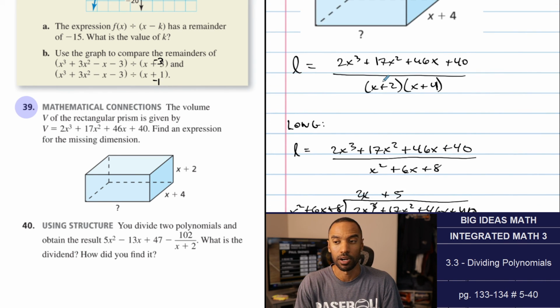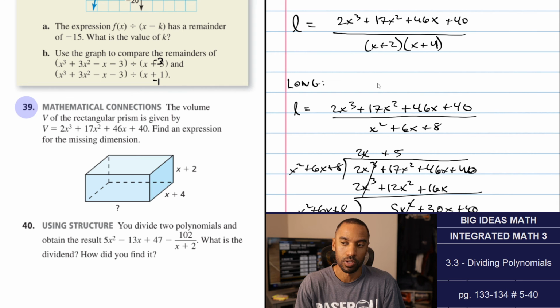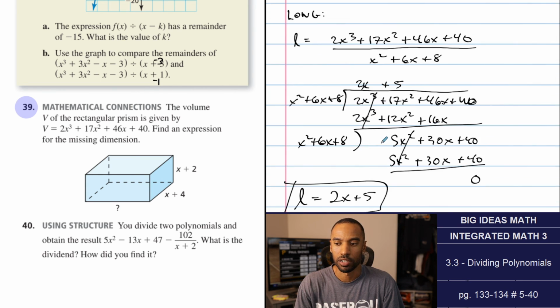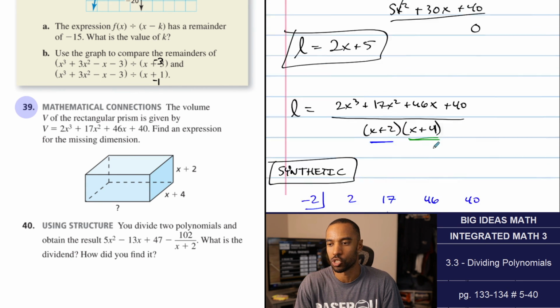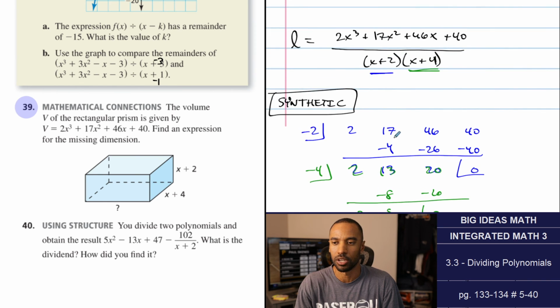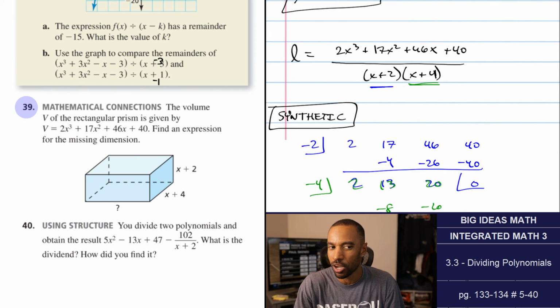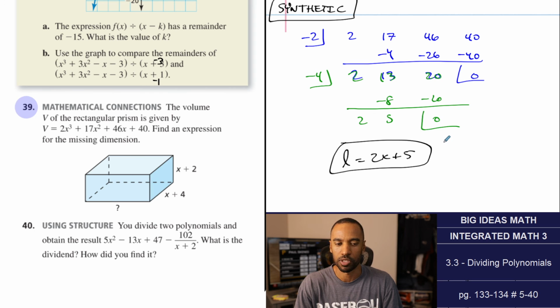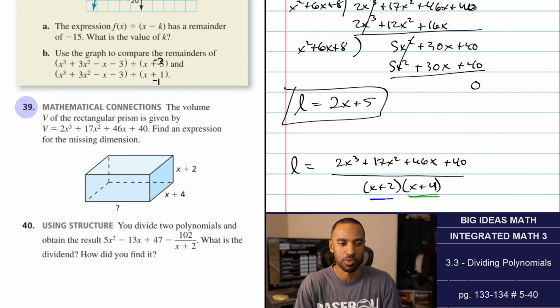Now, which did you prefer? I don't know. You can argue either way here. Long division had one fell swoop of this, but just wrote that. Synthetic was that. Probably a little cleaner, but you have to know what to do with it. Kind of your call. Either way, you get 2x plus 5 is that length. 2x plus 5, 2x plus 5, and we're good on 39.